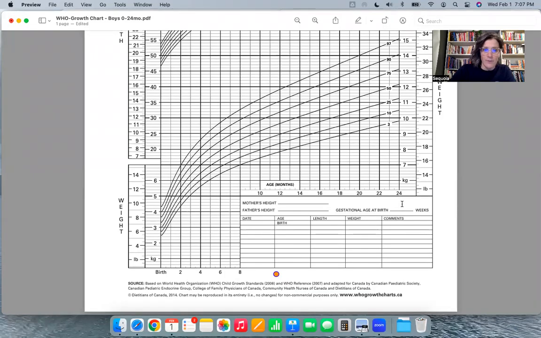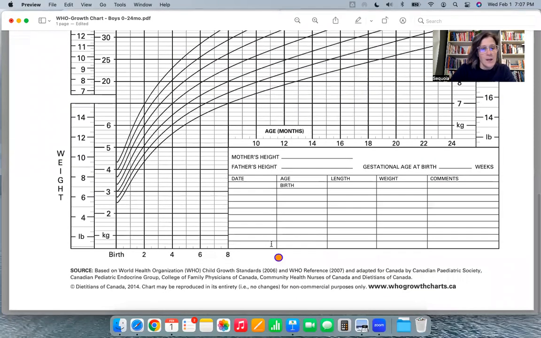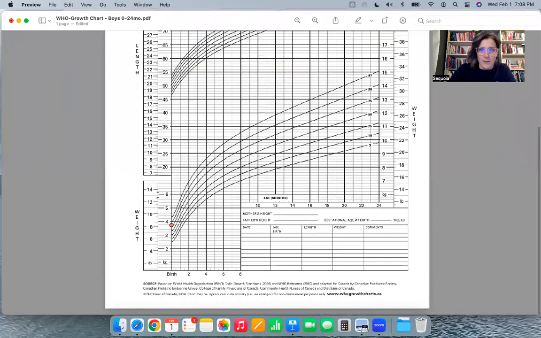So if, for example, we're going to zoom in here a little bit more, just make this easier for you to see. If, for example, we have a babe who, when they were born, they were right at 8 pounds. If they were right at 8 pounds when they were born, they're pretty much going to be hanging out. I'll make my dot a little bit smaller here. But they're going to be hanging out right on, I believe that's the 50th line.